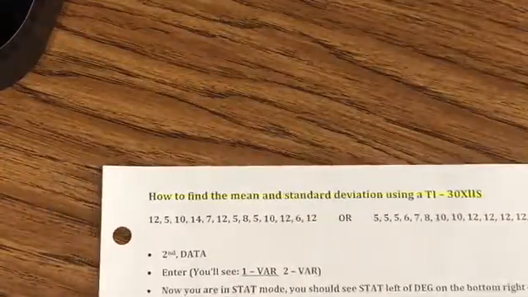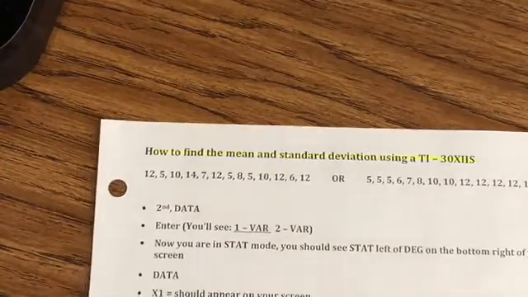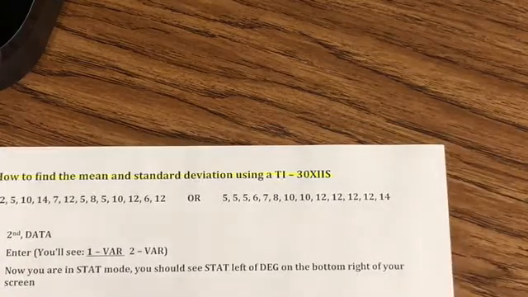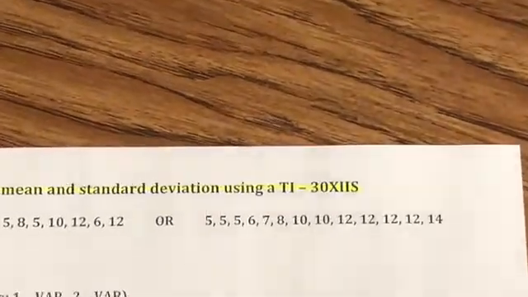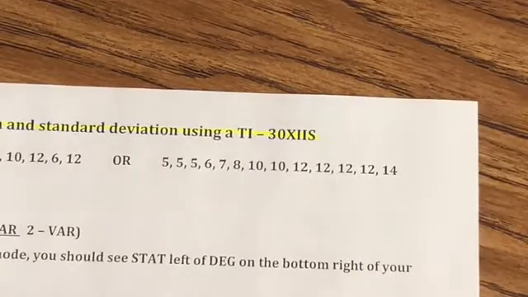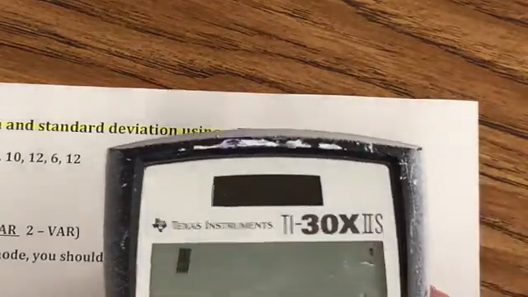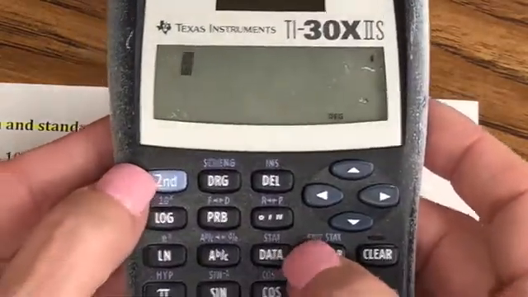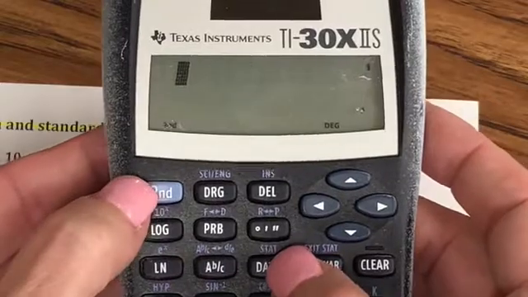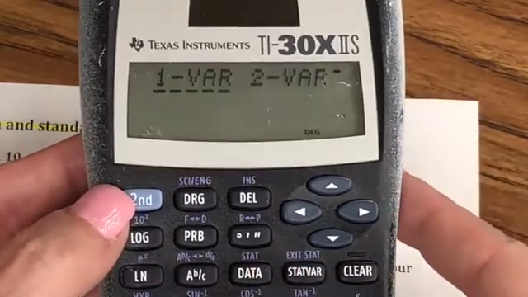Okay, so we're going to go ahead and do this problem right here. It's easier if you have them in order from least to greatest. So the first thing we need to do is turn on our data button. To do that, you're going to hit second and then data. So second data, and then you'll hit enter.